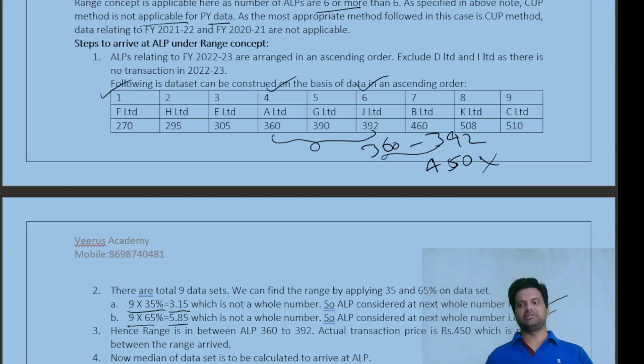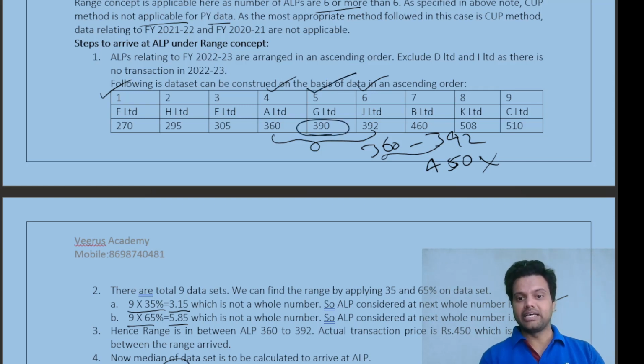What is the last step in this? We need to take the total data set, which is 9, and apply 50% on it. Then we got 4.5. Again, this 4.5 is not a whole number, so we need to go to the next number, that is 5. Finally, the data set serial number 5, having an ALP of 390, is my arm's length price for this transaction.